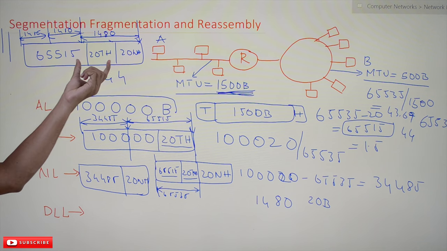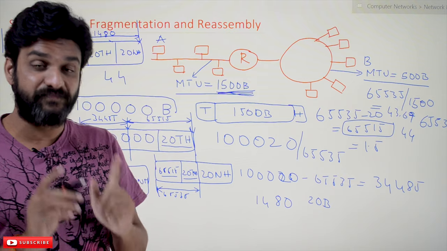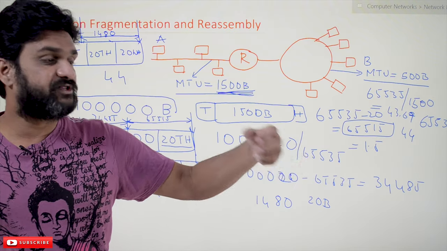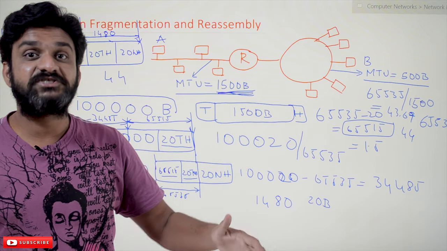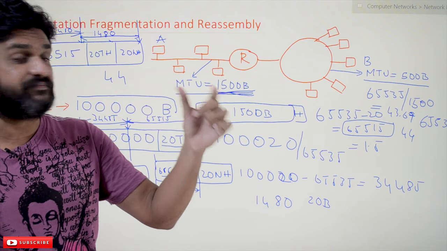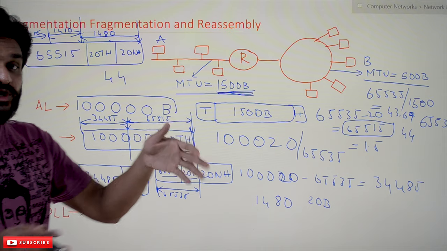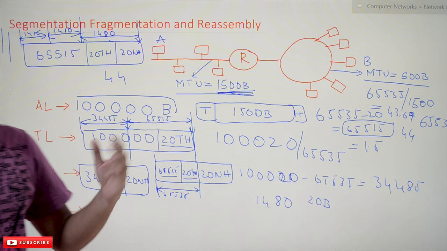And to each piece, the first piece is going to have the transport header. So make a note of that point. How many pieces you make? It may be 1000 pieces or 10,000 pieces, but only the first piece will have the transport header. So the transport header that is added will be there only in the first piece, and to every piece the network header will get added.